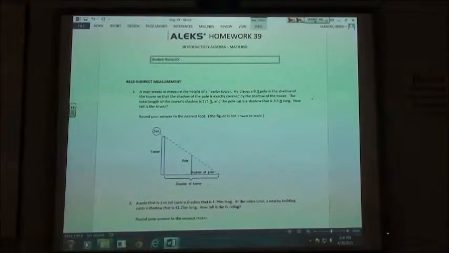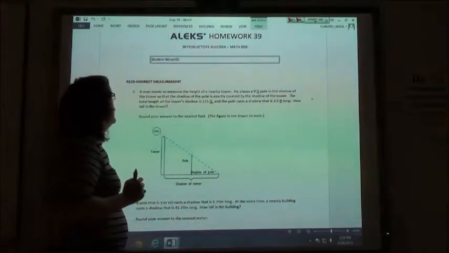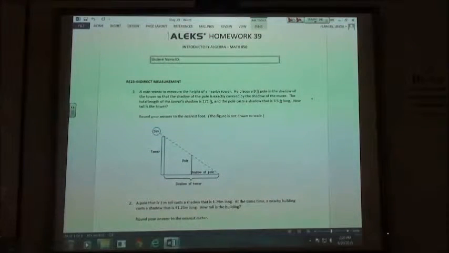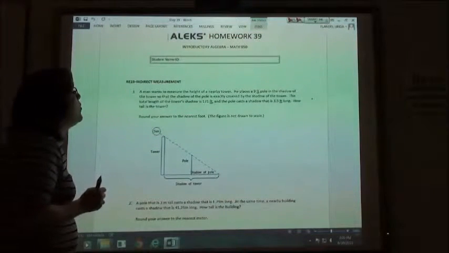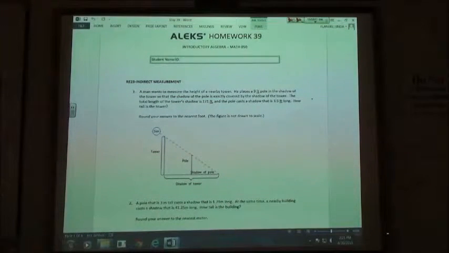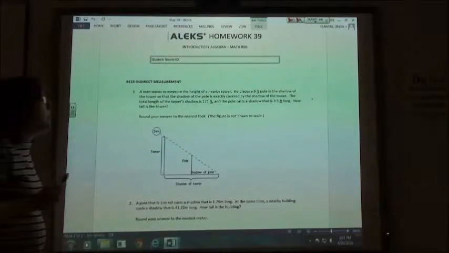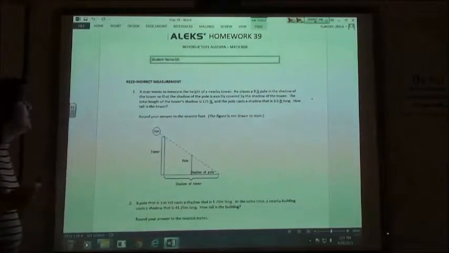It says a man wants to measure the height of a nearby tower. He places a 9-foot pole in the shadow of the tower, so the shadow of the pole is exactly covered by the shadow of the tower. The total length of the tower shadow is 171 feet. The pole casts a shadow that is 3.5 feet long. How tall is the tower?